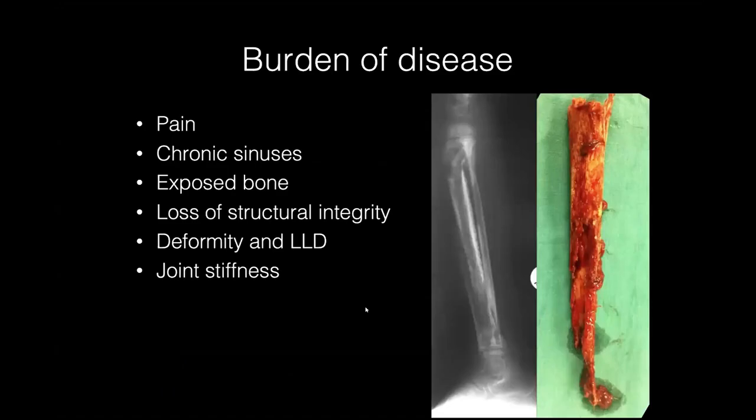So children who present with chronic osteomyelitis often present with long-standing pain and malodorous chronic sinuses, which prevents them from attending school. They're ostracized in their communities. They may have exposed bone with soft tissue defects and loss of structural integrity. On top of that, deformities and leg length discrepancies coupled with joint stiffness compound their functional deficit.